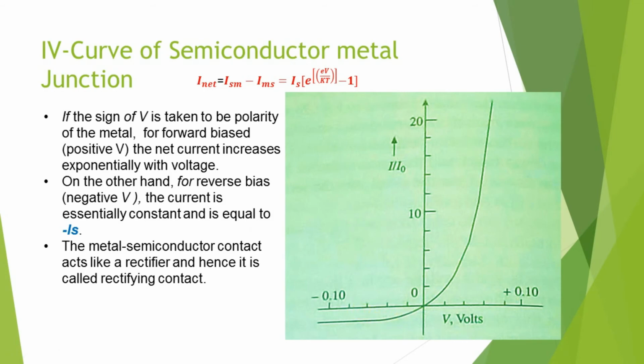So initially you have some variation due to the exponential term. When a sufficiently high voltage is reached, the exponential part will be negligible and you get a constant current in the reverse bias case. This is very similar to the IV characteristics of a semiconducting diode. So that's why these junctions are called rectifying or non-ohmic junctions.